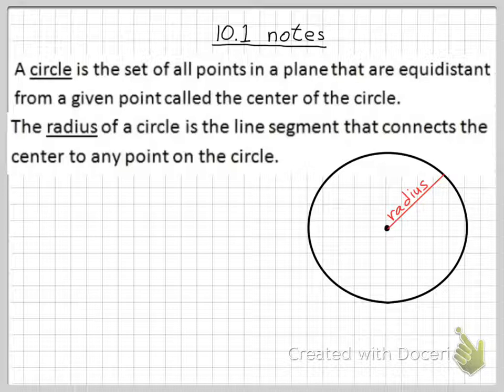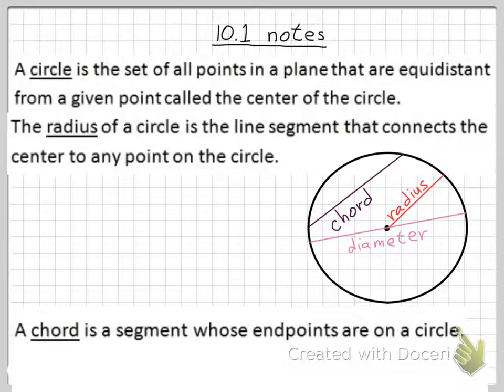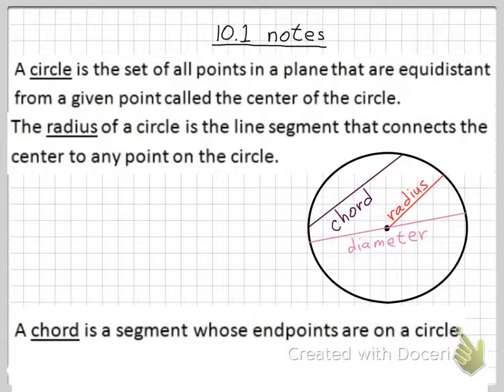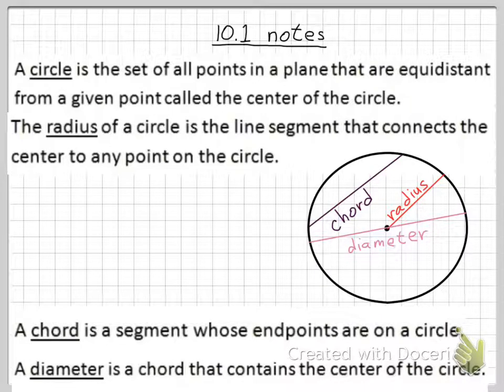And then we also have a chord. And a chord is a segment whose endpoints are on the circle. Okay, so you might want to write that down, that a chord is a segment whose endpoints are on a circle. Okay? And then we have the diameter. A diameter is a chord that contains the center of the circle. Okay?